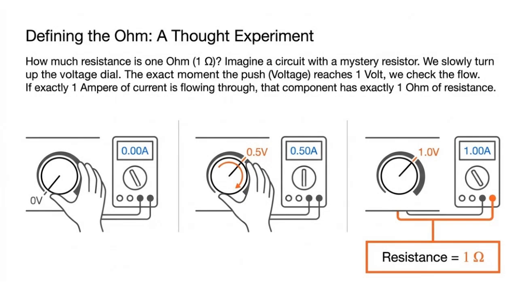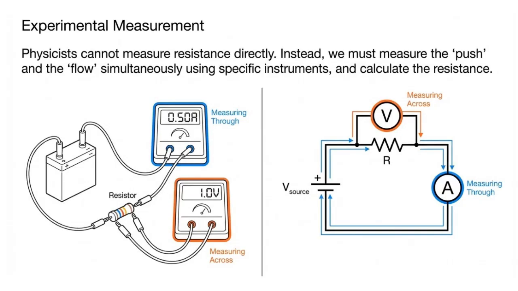Imagine we have a circuit with an unknown resistor, and we gradually increase the voltage. When the voltage reaches exactly 1 volt, we observe the current flowing through the component. If the current at that moment is exactly 1 ampere, then by definition, the resistor has 1 ohm of resistance. If it took 100 volts for 1 ampere to flow, the resistance would be 100 ohms. The resistance in ohms of a component can be thought of as the voltage required for 1 ampere to flow through that component. To find the resistance in a circuit, we can't measure it directly.